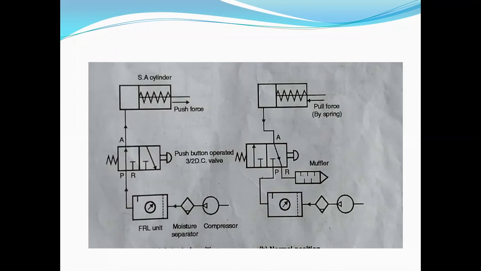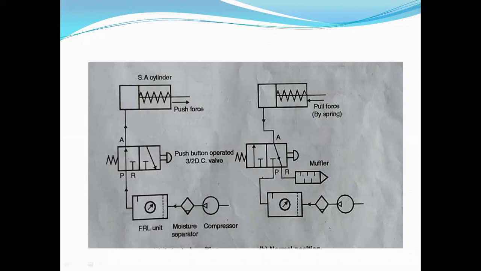The first circuit is the basic circuit to actuate a single acting cylinder using pneumatics. As you can see, the circuit has two strokes. The first is the normal stroke, the second is the actuation stroke of the 3/2 DCV. As I said earlier, a single acting cylinder is used with a 3/2 DCV. We can't use a 4/2 DCV with a single acting cylinder. Whenever you use a single acting cylinder, it is compulsory to use a 3/2 direction control valve.